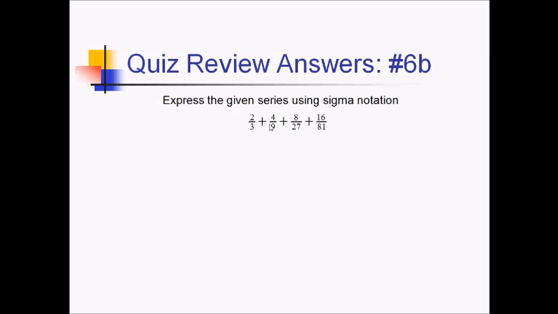On this problem, we're trying to express this series using sigma notation. So the common tie on all of these is these are all powers of 2/3, right? This is 2/3 to the first, 2/3 to the second, 2/3 to the third, and so on and so forth. So writing out our sigma here, our formula then should be 2/3 raised to, well, let's just say the n power.